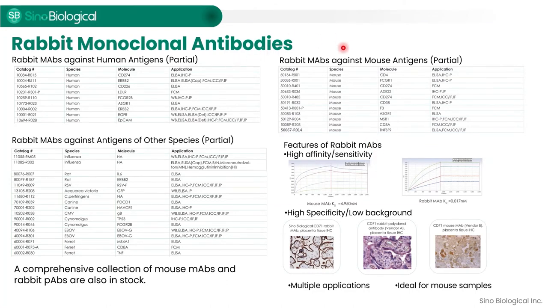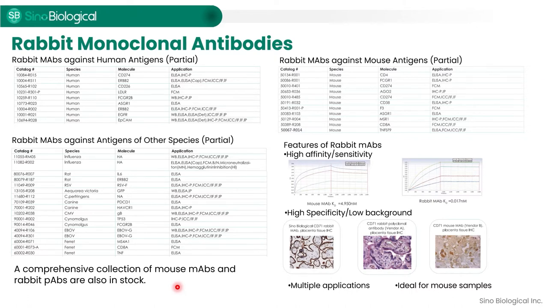Compared with classical mouse monoclonal antibodies, rabbit monoclonal antibodies typically have higher affinities and specificities for the antigens they recognize. Through the successful development of the phage display and single B cell platforms, Sino Biological is able to provide high quality rabbit monoclonal antibodies with quite a higher sensitivity and specificity to satisfy different research needs. They are more suitable for detection of mouse antigens without interference from IgG cross-reactivity.